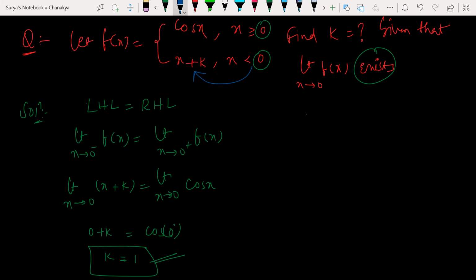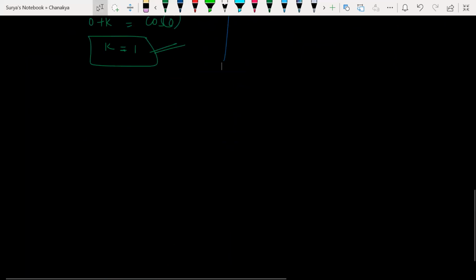So when x is on the left hand side, this is the value, and on the right hand side, this is the value. All right, this is how I found out. Next.